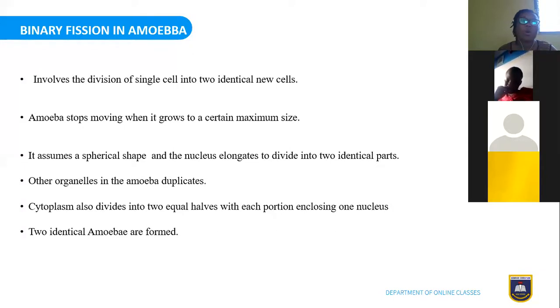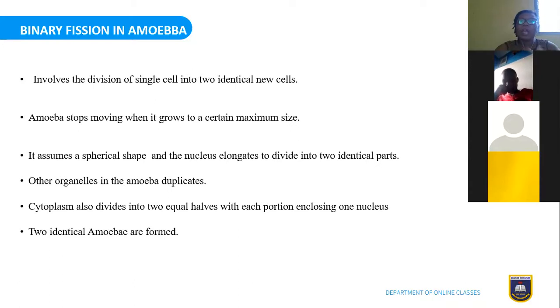In terms of binary fission, what happens is that when the amoeba grows to a certain size, the parent amoeba, the one that is going to be divided, it is so mature that it can produce new ones, okay? So that parent amoeba obtains a spherical shape. It forms an elongated shape or a sphere, so that the nucleus in the organism can stretch and elongate.